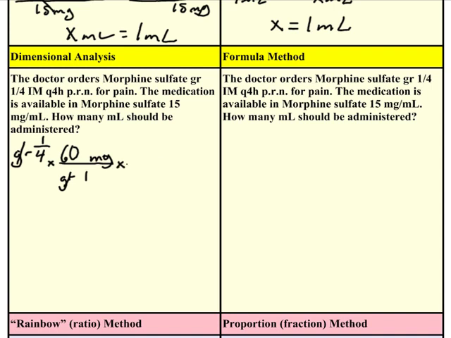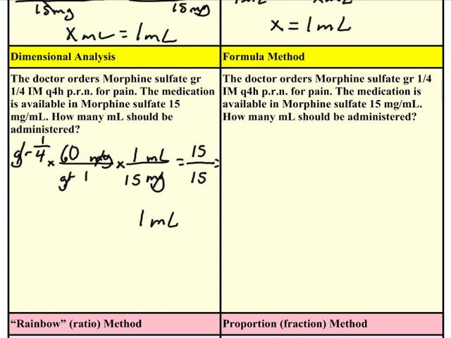We then can multiply by our relationship between milligrams and milliliters from the supply. We'll put milligrams at the bottom so that the units cancel out. And we can see that there's 15 milligrams in each milliliter according to our supply. We now can multiply 1/4 times 60 times 1. We end up with 15. At the bottom we have 1 times 15, again 15. Simplify that and we see we need to give 1 milliliter.